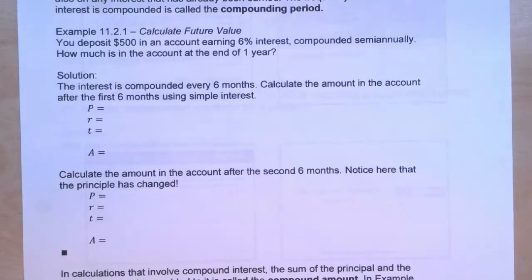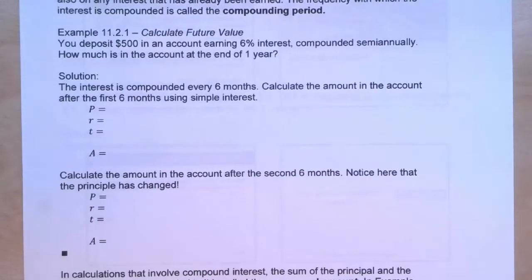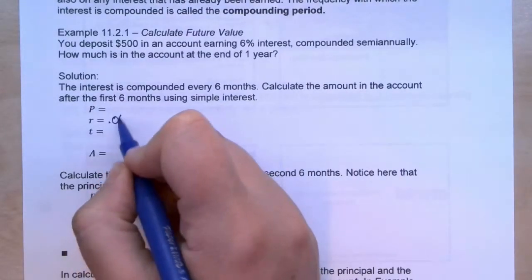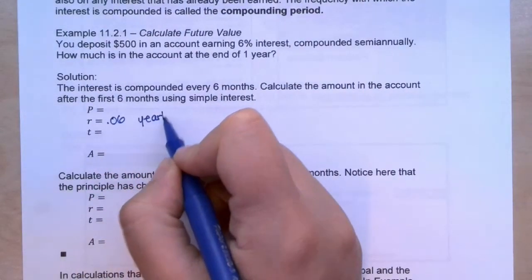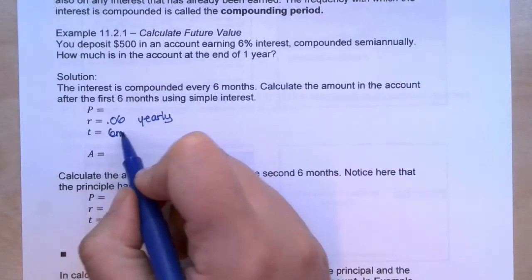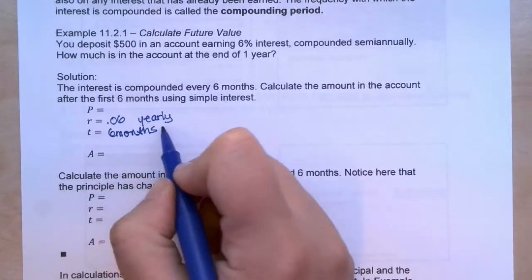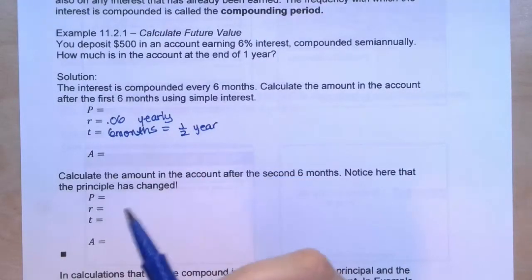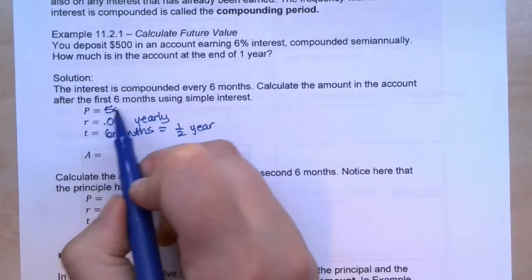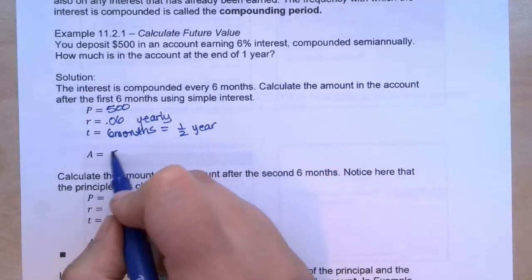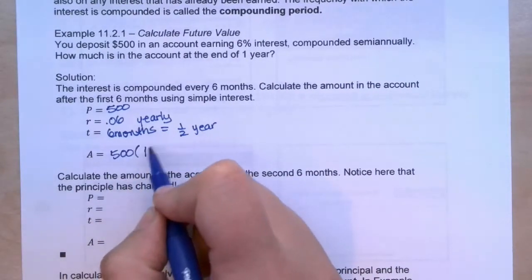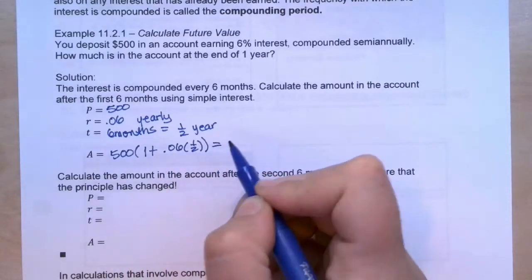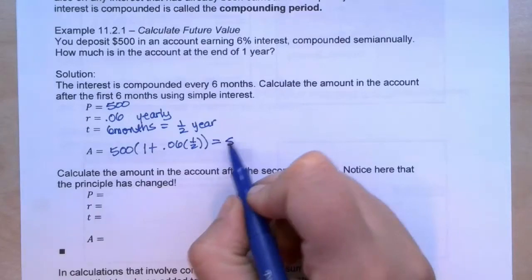We're going to assume that we're doing simple interest, so that means that R is 0.06, and then if it's simple we assume it's yearly, so that means our 6-month period is half a year, or 6/12 of a year, and our P is still 500. So when we plug this in we get 500 times 1 plus 0.06 times half, so we get 515.